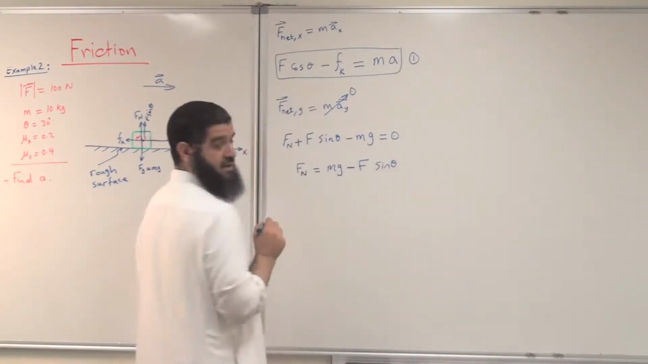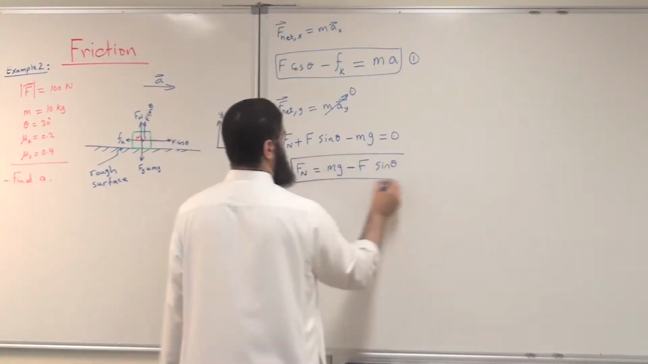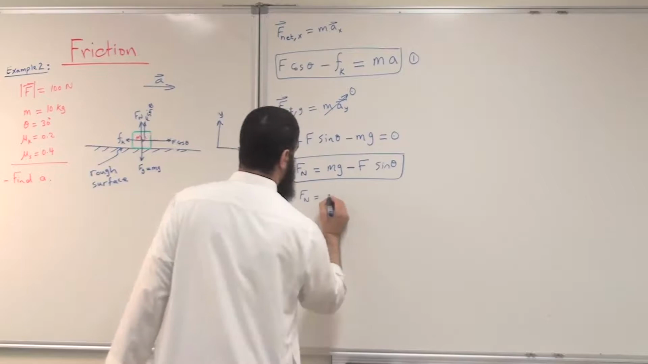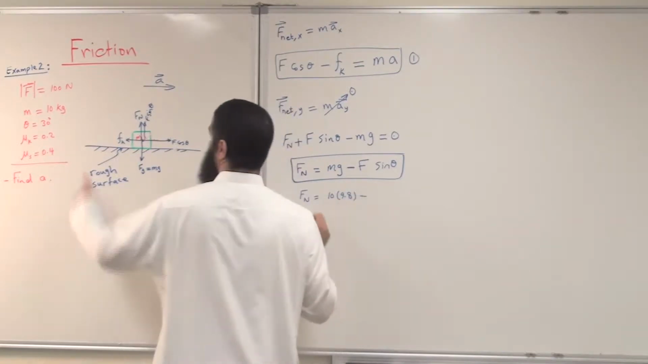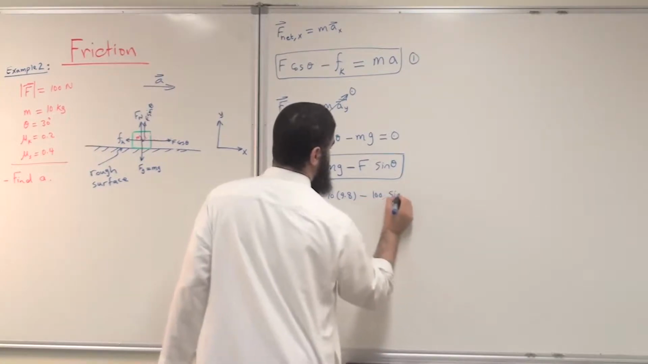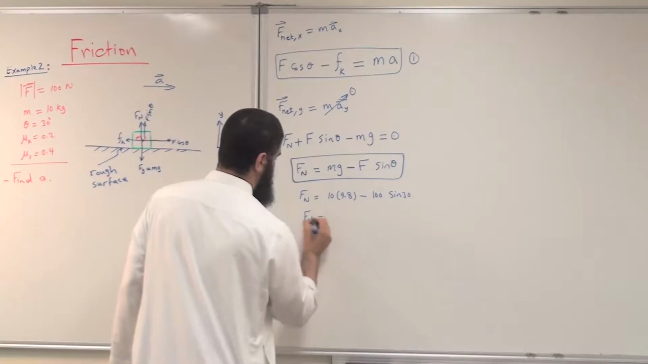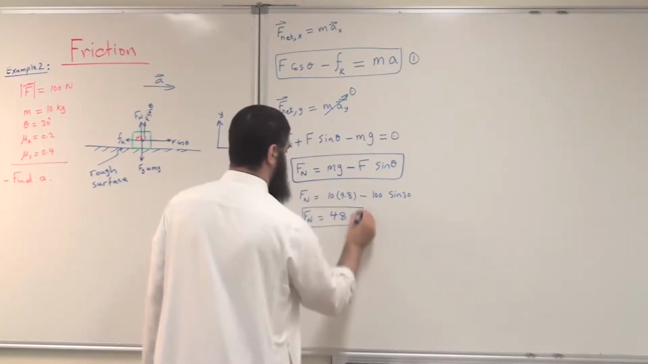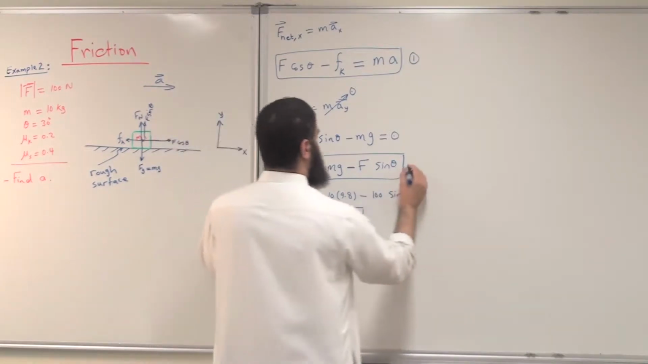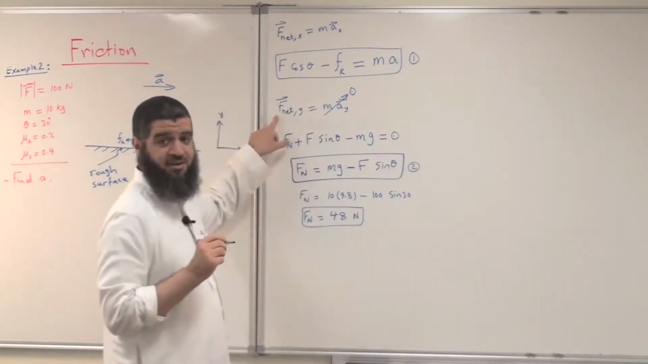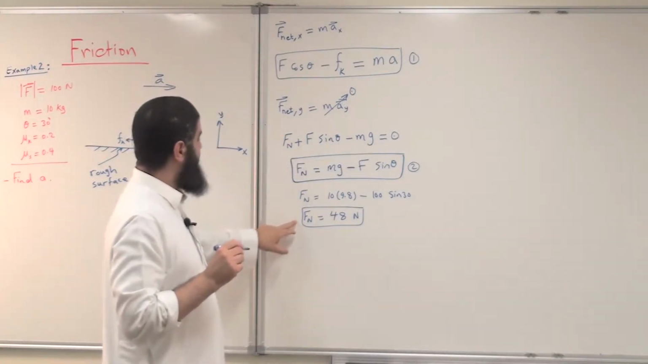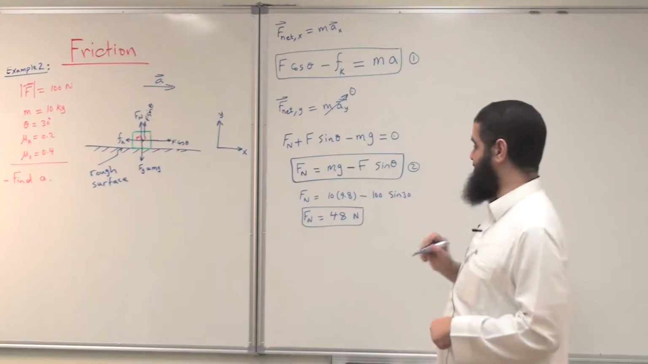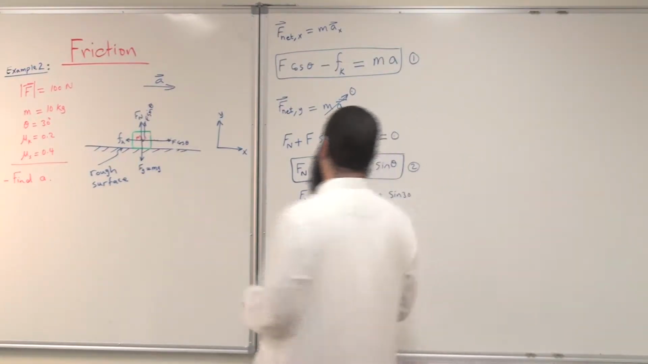Plugging in the numbers, we will get a value for Fn. So Fn equals m, the mass, which is 10 kilograms, multiplied by 9.8 minus the magnitude of the force, which is 100, multiplied by sine 30. From here we can conclude that the normal force equals 48 newtons. So I know the normal force from equation number 2 by the application of Newton's second law along the y-axis. Now I can go back to equation number 1, and I know that Fk equals mu k multiplied by the normal force, which I know.